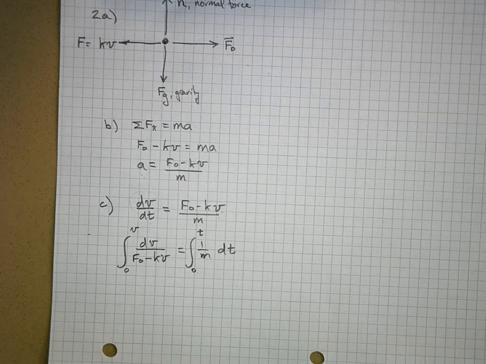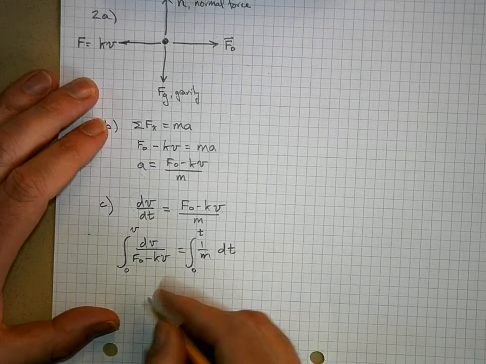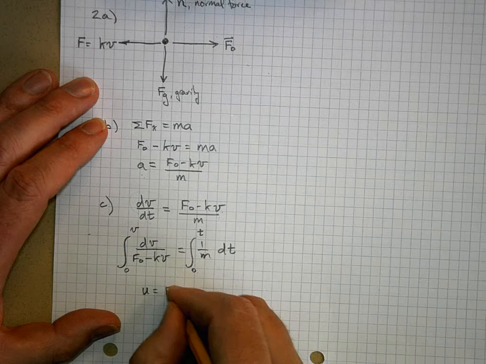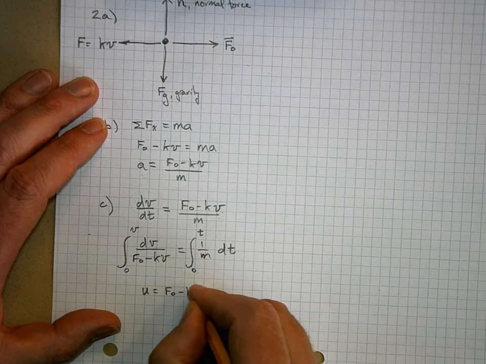Well, let's see. I think we might have to use a little u-substitution. Is that what you guys call it? I'm going to let u equal f naught minus kv. Am I still on screen?